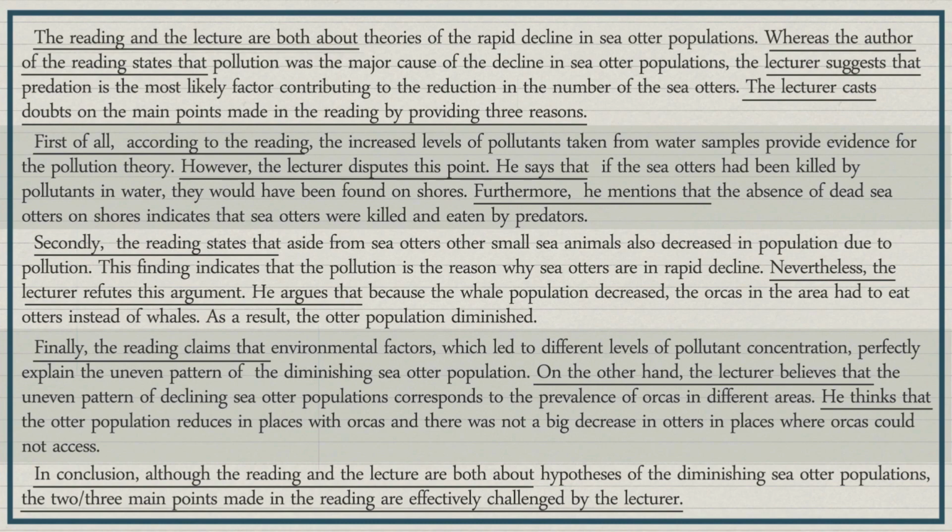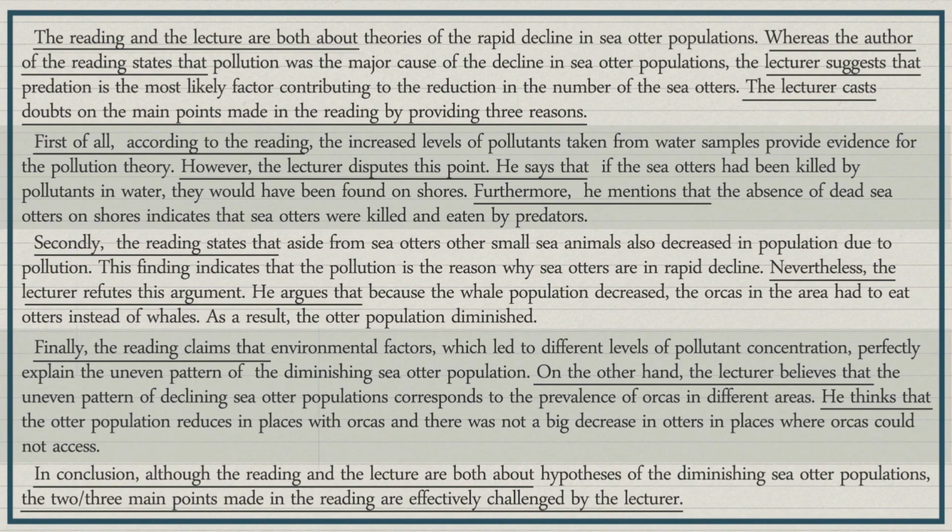First of all, according to the reading, the increased levels of pollutants taken from water samples provide evidence for the pollution theory. However, the lecturer disputes this point. He says that if the sea otters had been killed by pollutants in water, they would have been found on shores. Furthermore, he mentions that the absence of dead sea otters on shores indicates that sea otters were killed and eaten by predators.